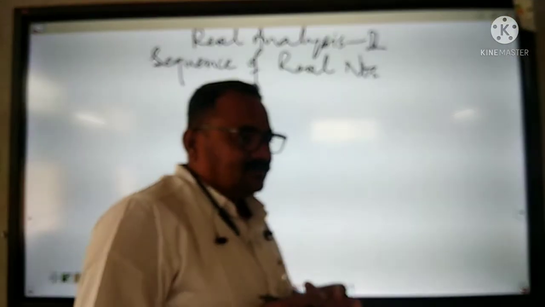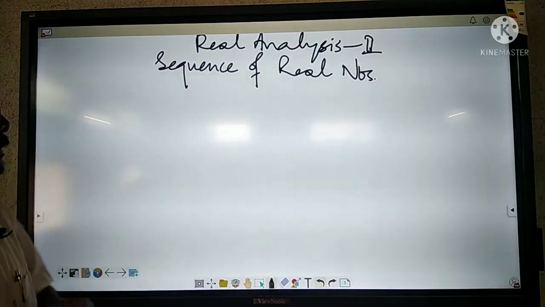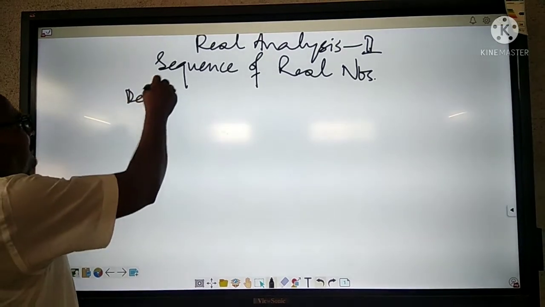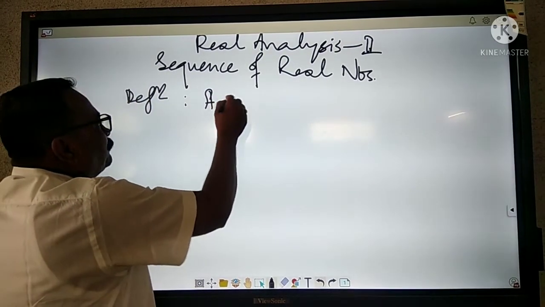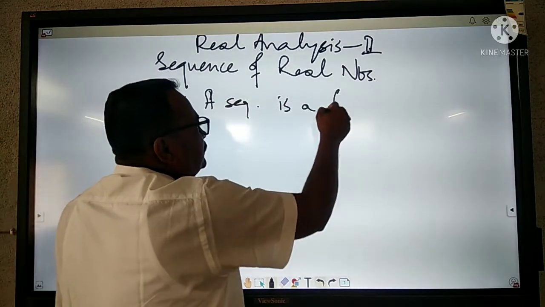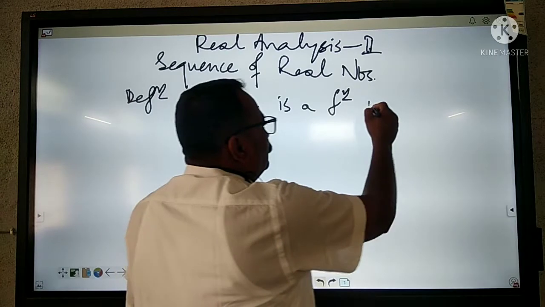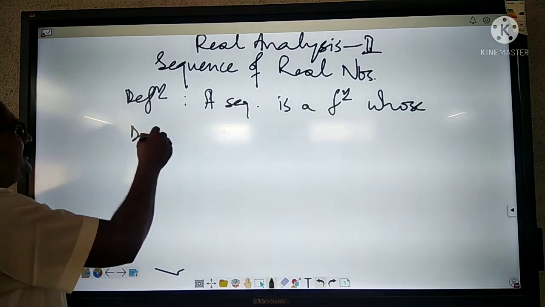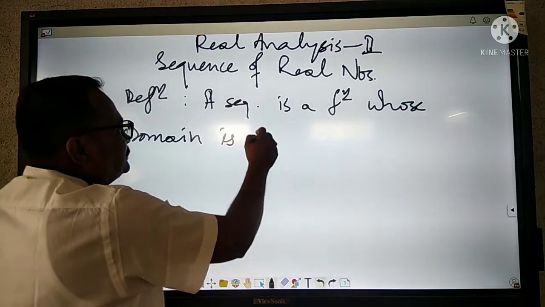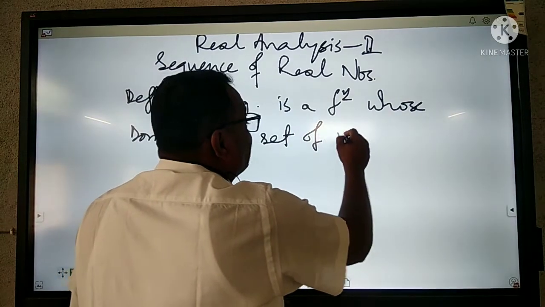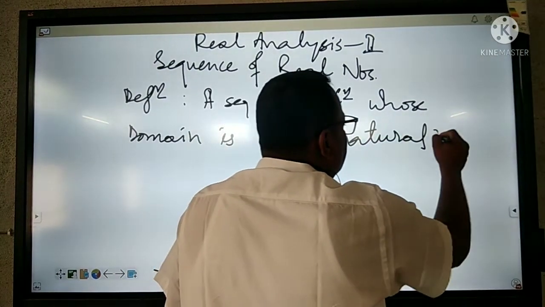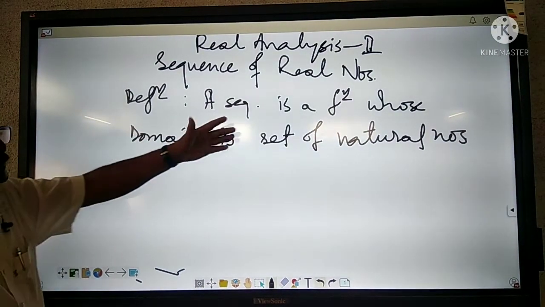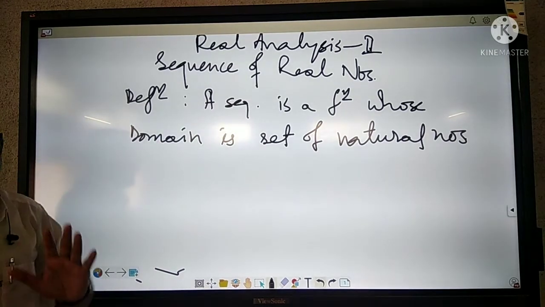Sequence of real numbers, you know better the sequence. So, sequence of real numbers. The definition of a sequence of real numbers: a sequence is a function whose domain is the set of natural numbers. What is the meaning of this? You know better what is meant by a function. So a sequence is a function whose domain is the set of natural numbers.